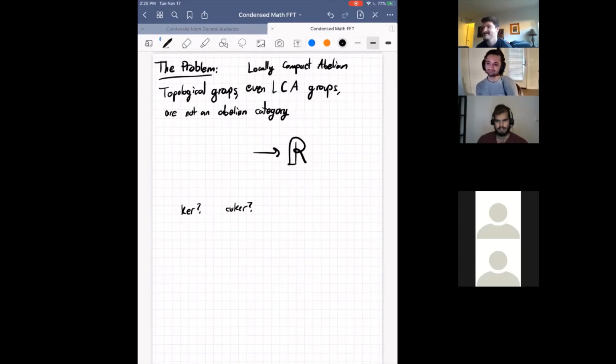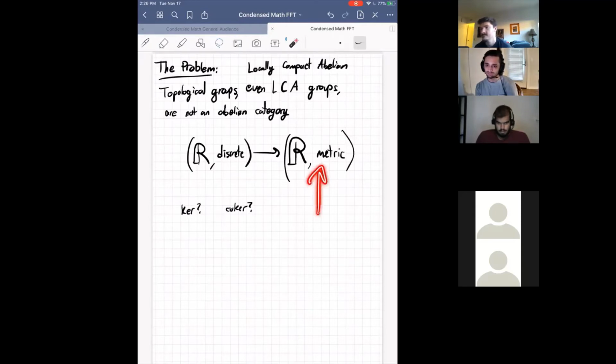And I'll tell you about a map of locally compact abelian groups. What I want to do is map R with the discrete topology to R with the usual topology. So the metric topology, maybe. So, okay.